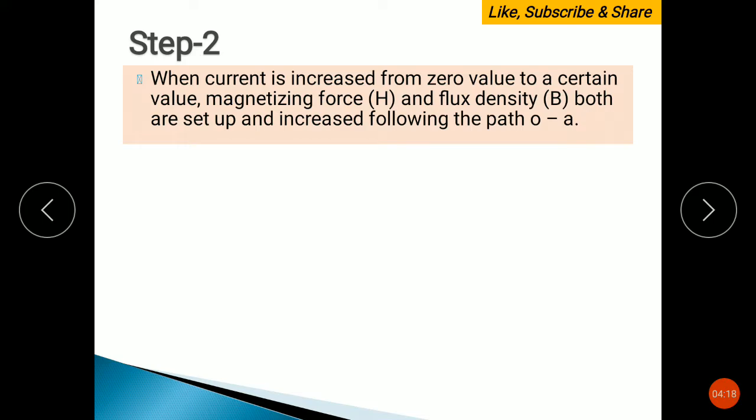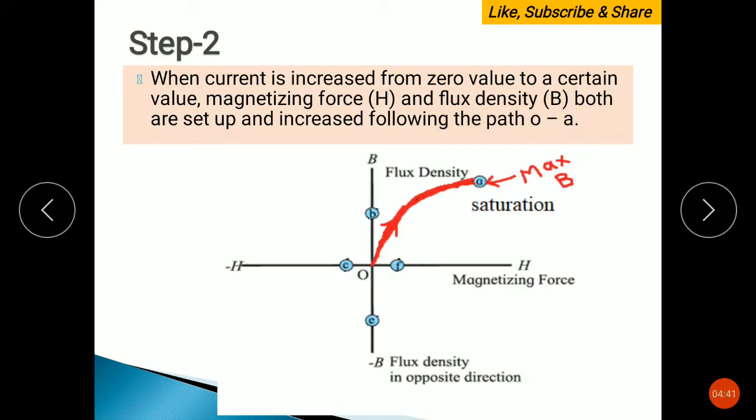Now increase the current from 0 up to a certain maximum value. When we increase the current, the external magnetic field starts producing and goes on increasing. When the external magnetic field goes on increasing, at the same time the magnetic field produced by the rod also goes on increasing. So H as well as B both increase, and this increase in B and H follows the path O to A.